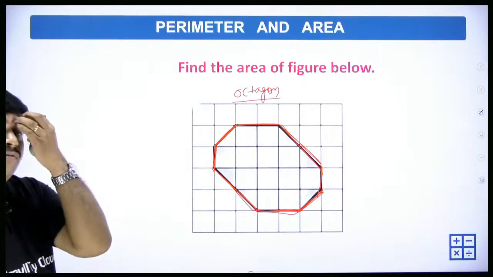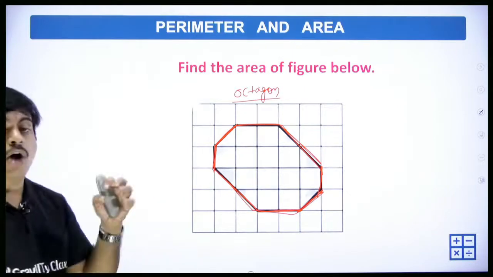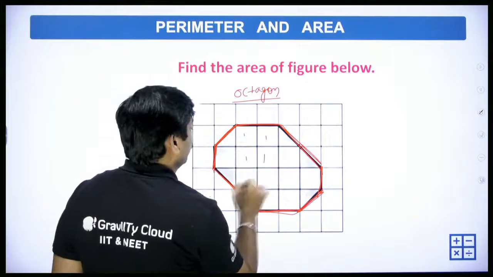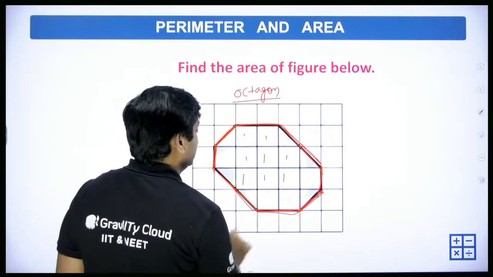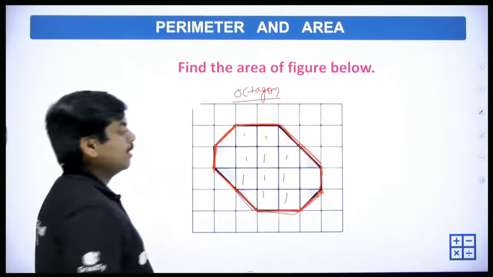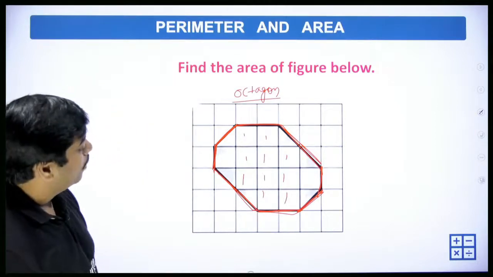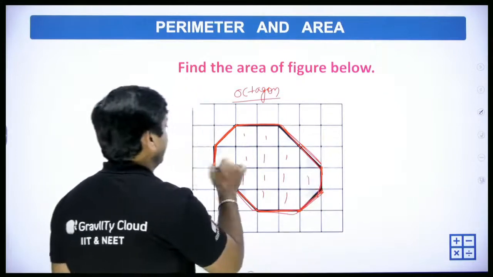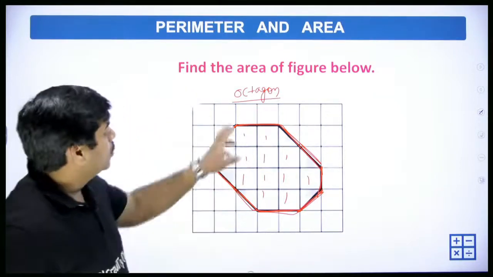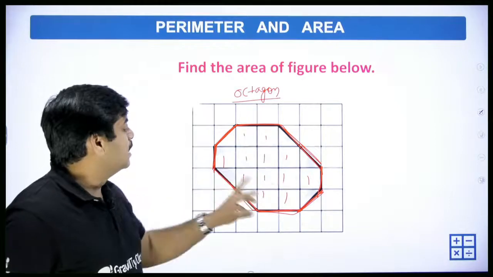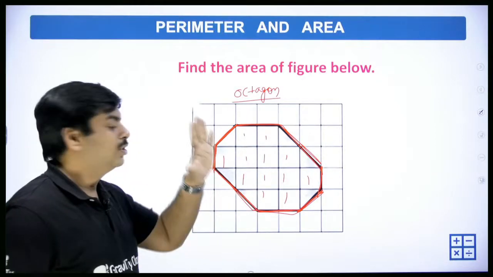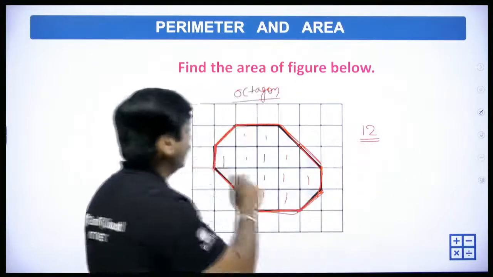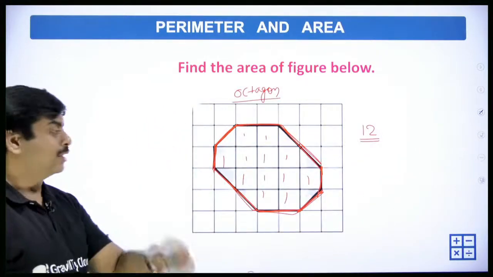So now to find the area, first of all, find how many perfect squares are available. 1, 2, 3, 4, 5, 6, 7, 8, 9, 10. Anything else more? Maybe this one also, maybe 11. Okay, we don't have any part here. This is also a part here. So 1, 2, 3, 4, 5, 6, 7, 8, 9, 10, and 11, 12. So till here we got 12 square units.